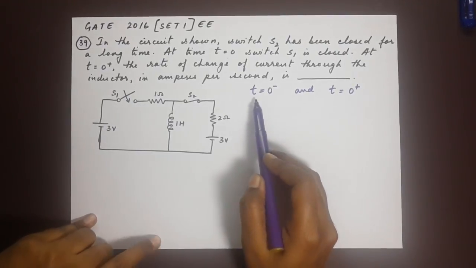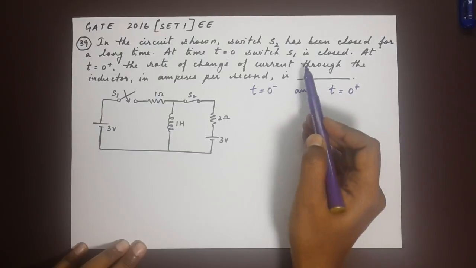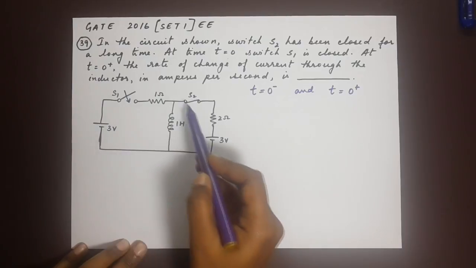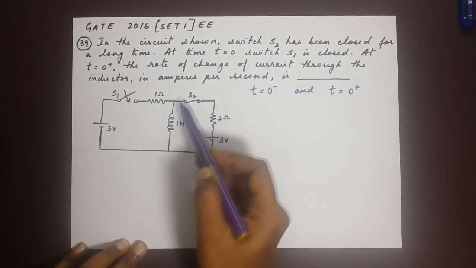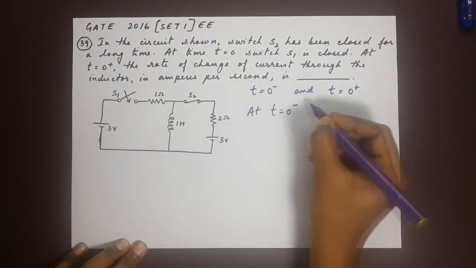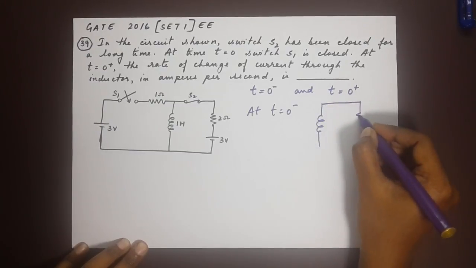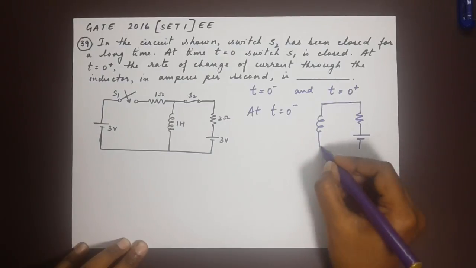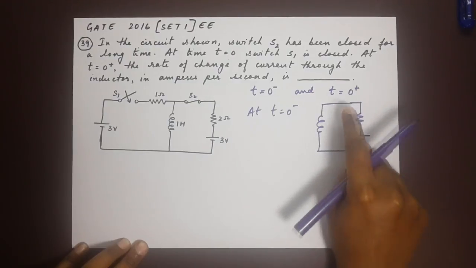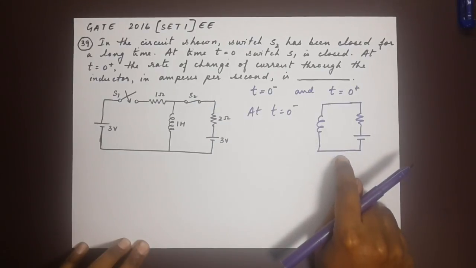Okay, so when t is equal to 0 minus, let's look at this. When t is equal to 0 minus, S1 is not closed, it's open. So when it is open, we will have to consider just this loop over here, this part of the circuit. So I'll write this here. At t is equal to 0 minus, the circuit is this. Now switch S2 is already closed, so you can consider this as a closed loop entirely. Okay, so this is for the instant right before the switch is closed.